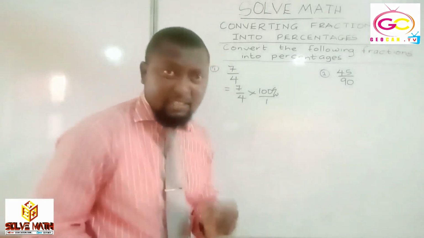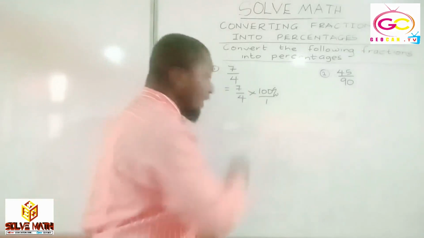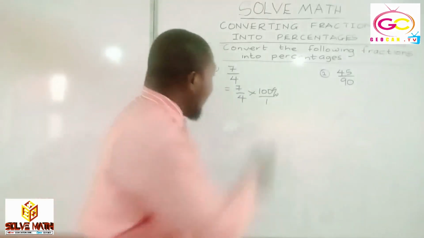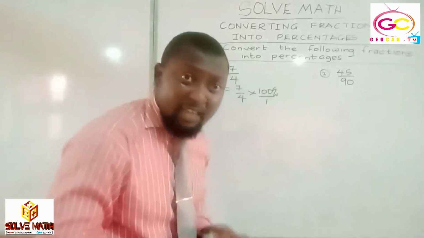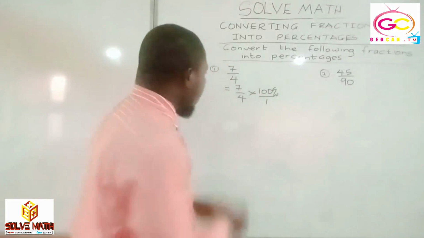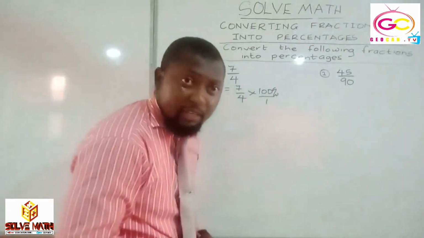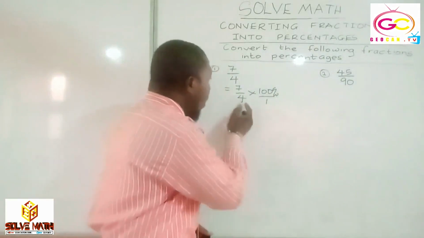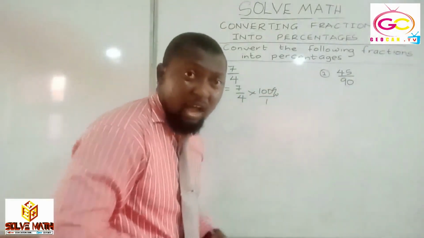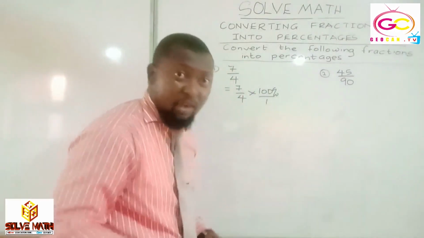Fantastic. As I said earlier on too, cancellations can be done vertically and it can also be done diagonally. But it can't be done horizontally. I hope you are clear with that. Fantastic. So with here, let's look here. We can do a diagonal cancellation here, right? 4 will go into 100. How many times? 4 times 25 will give you 100.